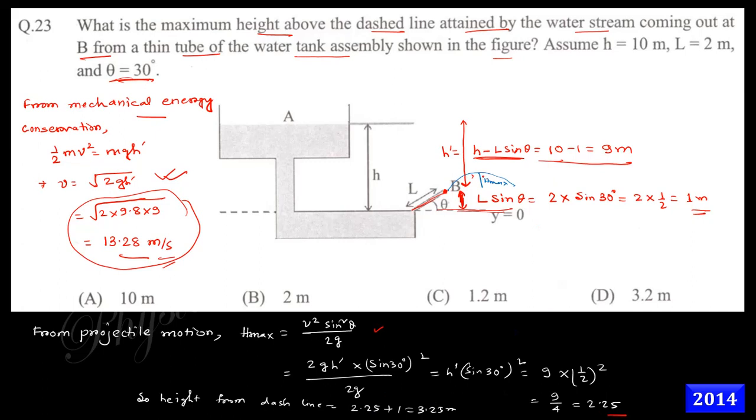So total height will be, this is h max 2.25 meter, and this 1 is already obtained. So this total height will be 3.25 meter.